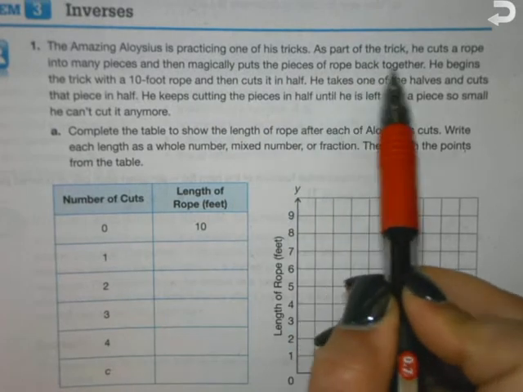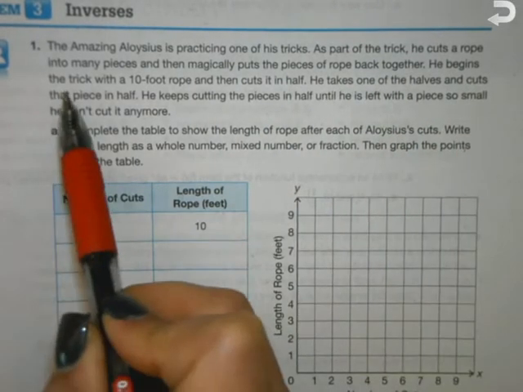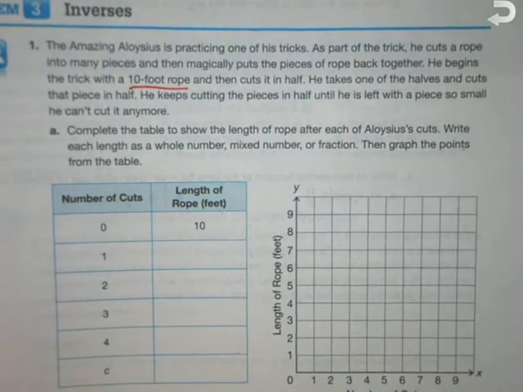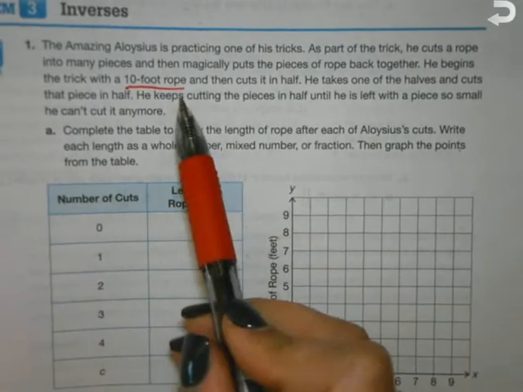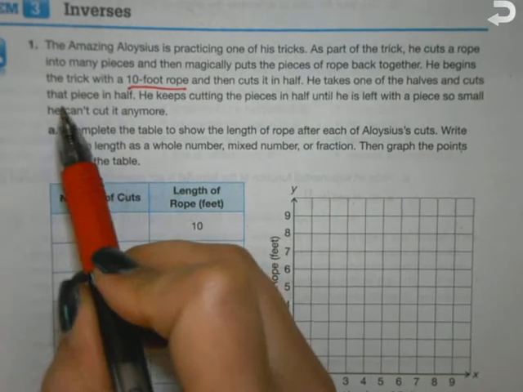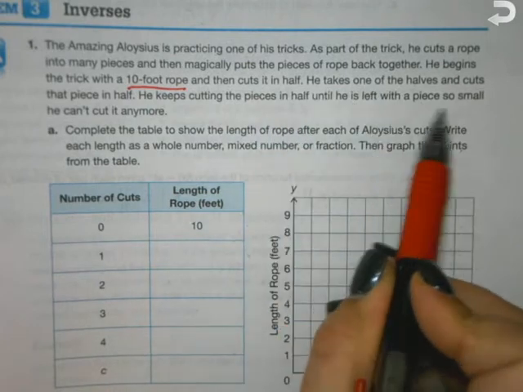I think we read about this exact same trick. He begins the trick with a 10-foot rope, so will you guys underline 10-foot rope just so you know how long it starts out with? And then cuts it in half. He takes one of the halves and cuts that piece in half. He keeps cutting the pieces in half until he is left with a piece so small that he can't cut it anymore.